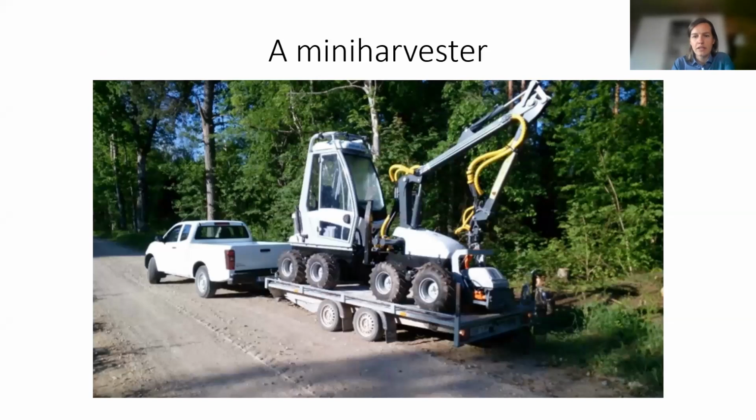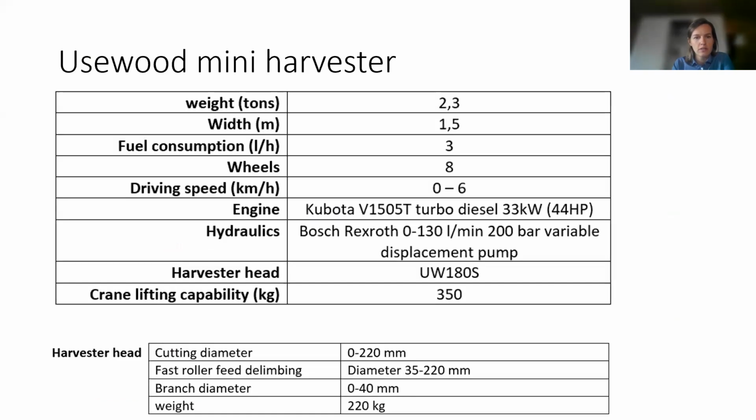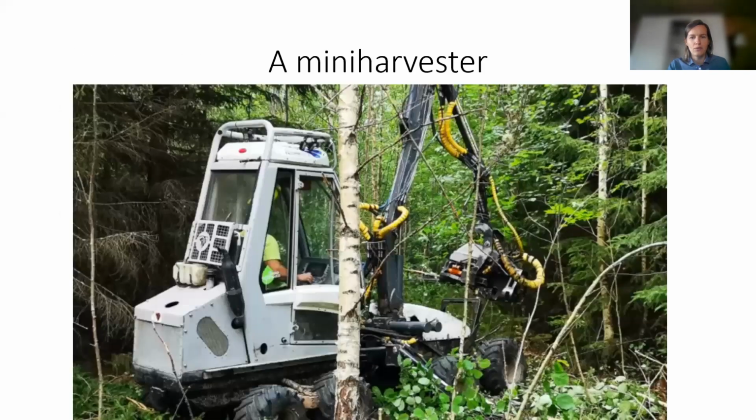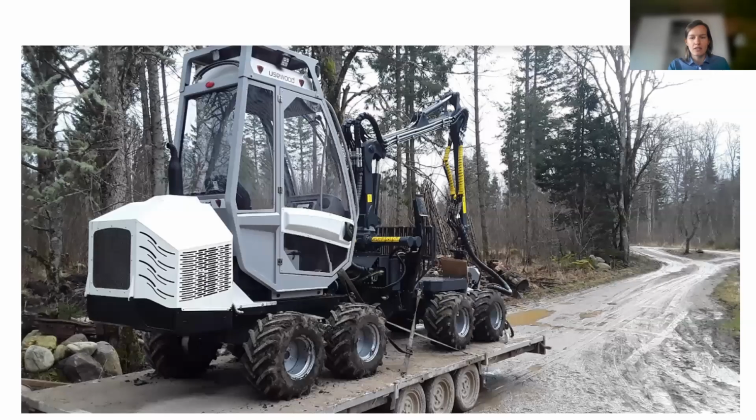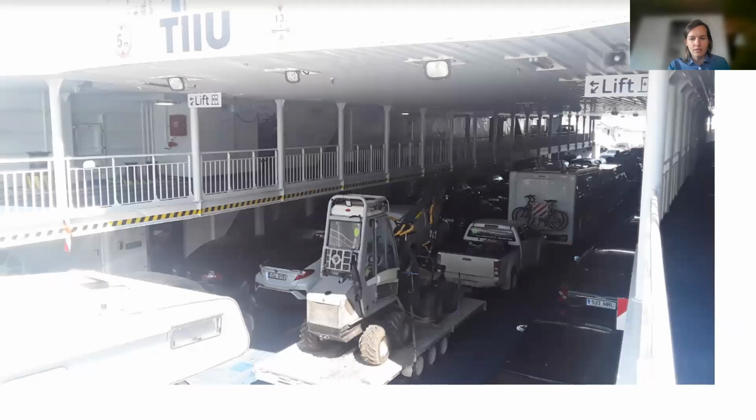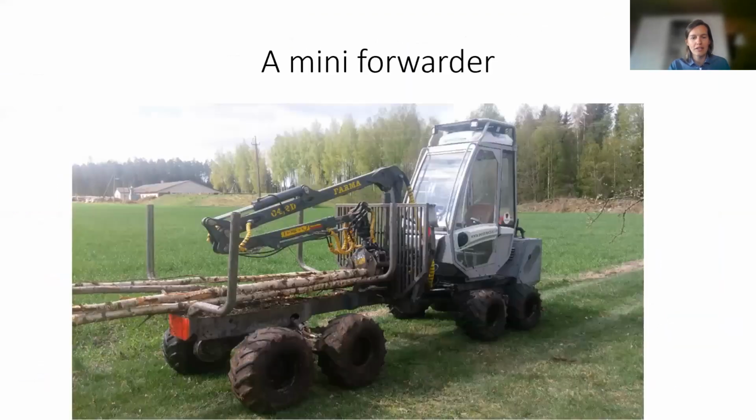The mini harvester itself, a photo of it, where it can be carried by a car trailer. Those are the technical characteristics, quite specific details. Another photo of a mini harvester. A harvester being transported on a ferry to one island, to Estonia.